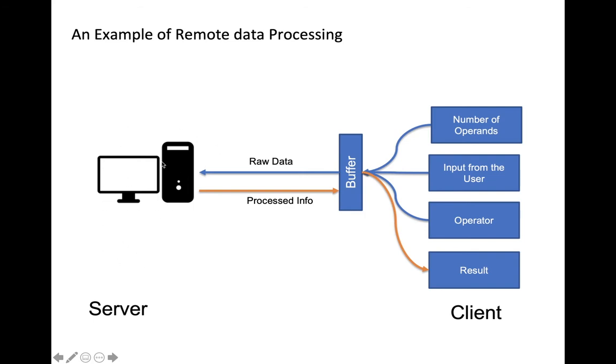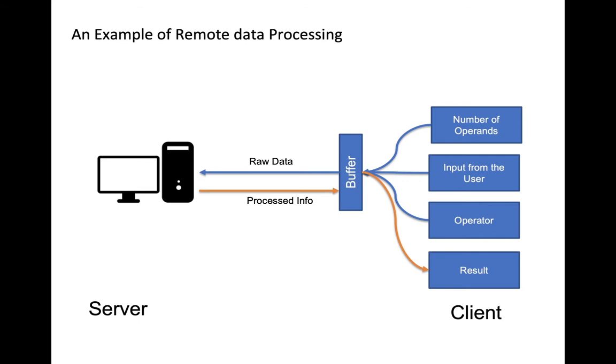The server will calculate the result based on the information coming from here. So the server will know there are, for instance, 5 operands, and the operation to be made is plus or addition. So it will perform an addition operation, or it can be division, or multiplication, or whatever.